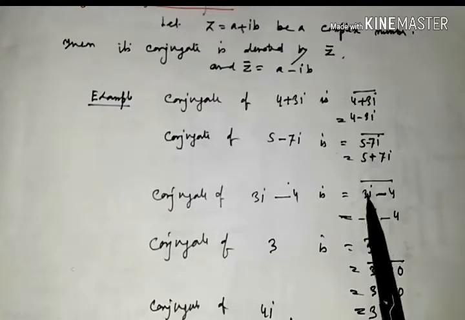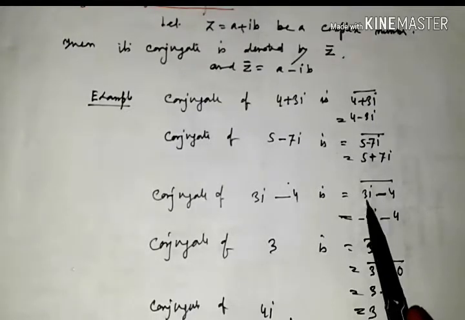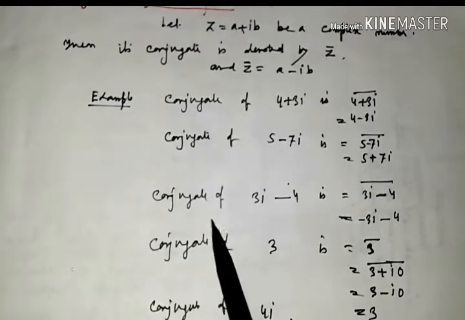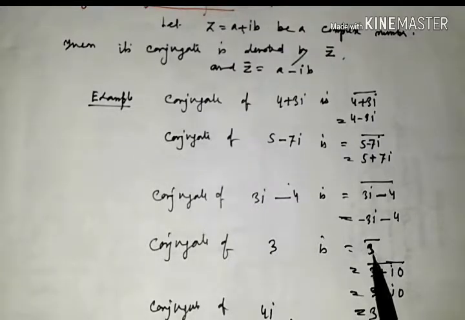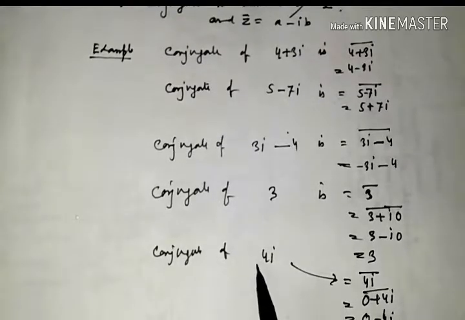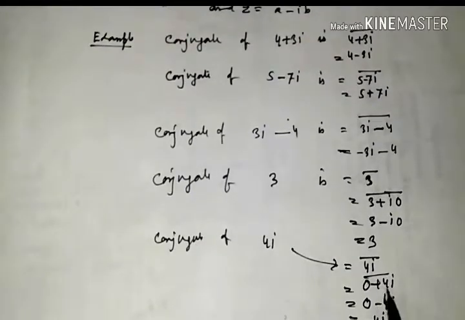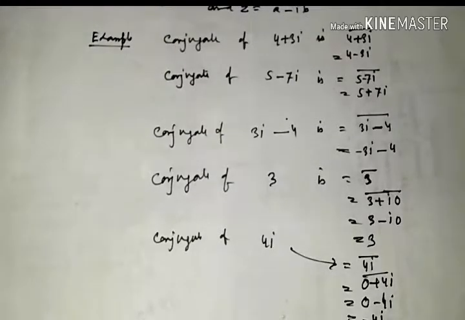Conjugate of 3i minus 4: (3i minus 4) bar is minus 3i minus 4. This is not 3i plus 4, because only the sign of the imaginary part will change. Again, the conjugate of 3 is 3 bar, and we have to write it in a plus ib form, that is 3 plus i0, and its conjugate is 3 minus i0. Ultimately this is 3. And the conjugate of 4i, which has only an imaginary part: this is 4i bar, and this can be written as 0 plus 4i in a plus ib form. Here plus 4i, therefore there is minus 4i. Ultimately this is minus 4i. This is the conjugate of 4i.